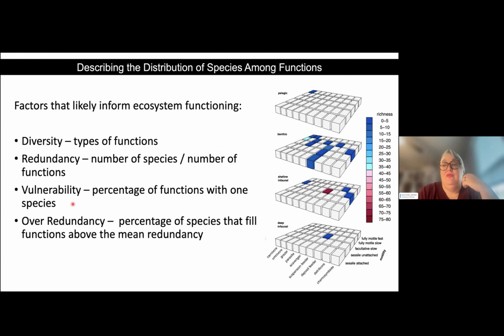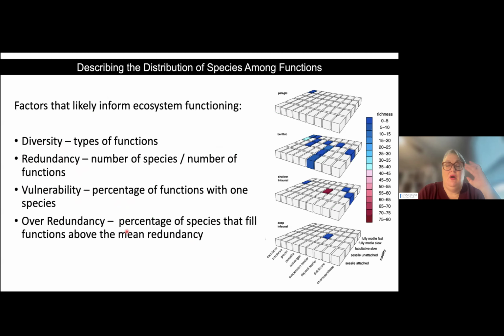We can also look at how vulnerable functional groups are, right? So if you lose species, are you going to lose a function? This is quantified by looking at the percentage of functions with only one species. And we can also look at sort of extra insurance over redundancy, and that's measured as the percentage of species that fill functions over the mean redundancy.